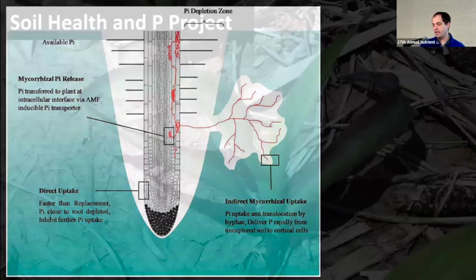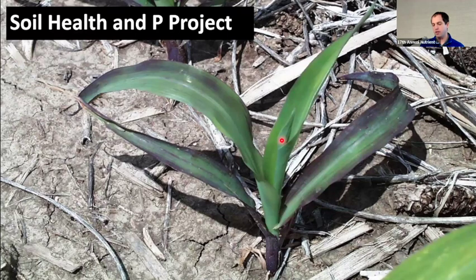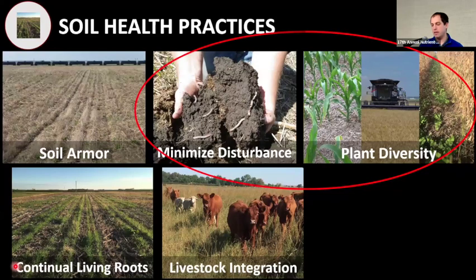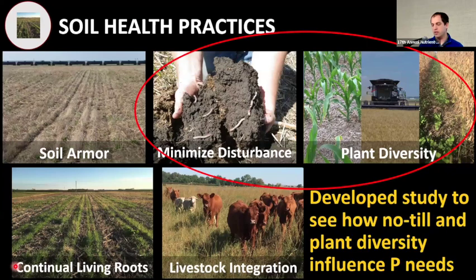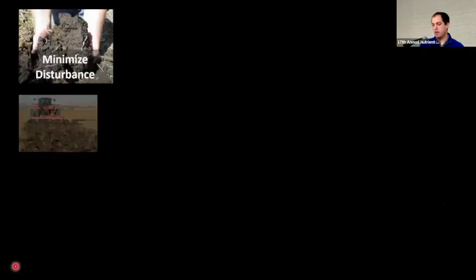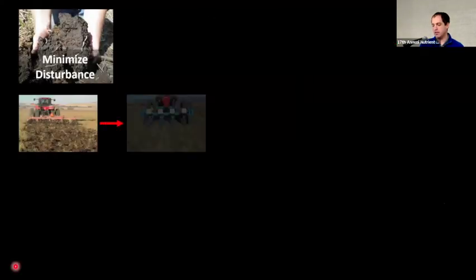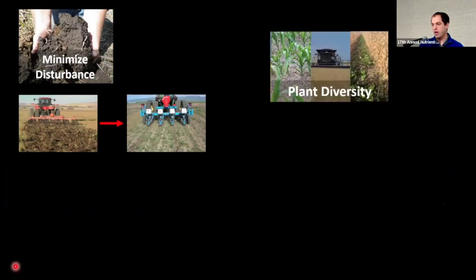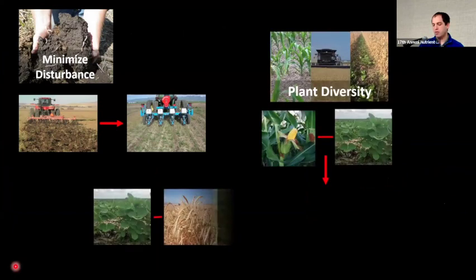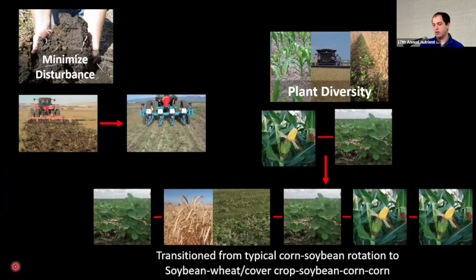So with those two ideas in mind, there's a project in central South Dakota working on looking at phosphorus, and specifically looking at these two areas. If we minimize disturbance and increase our plant diversity, how does that influence our phosphorus fertilizer needs? Just giving a quick diagram of this: minimizing disturbance, back in 1990 or so, they switched from till to no-till. Plant diversity, they went from a corn-soybean rotation to a 5-year stacked rotation: soybean, small grains, cover crop, soybean, 2 years of corn.